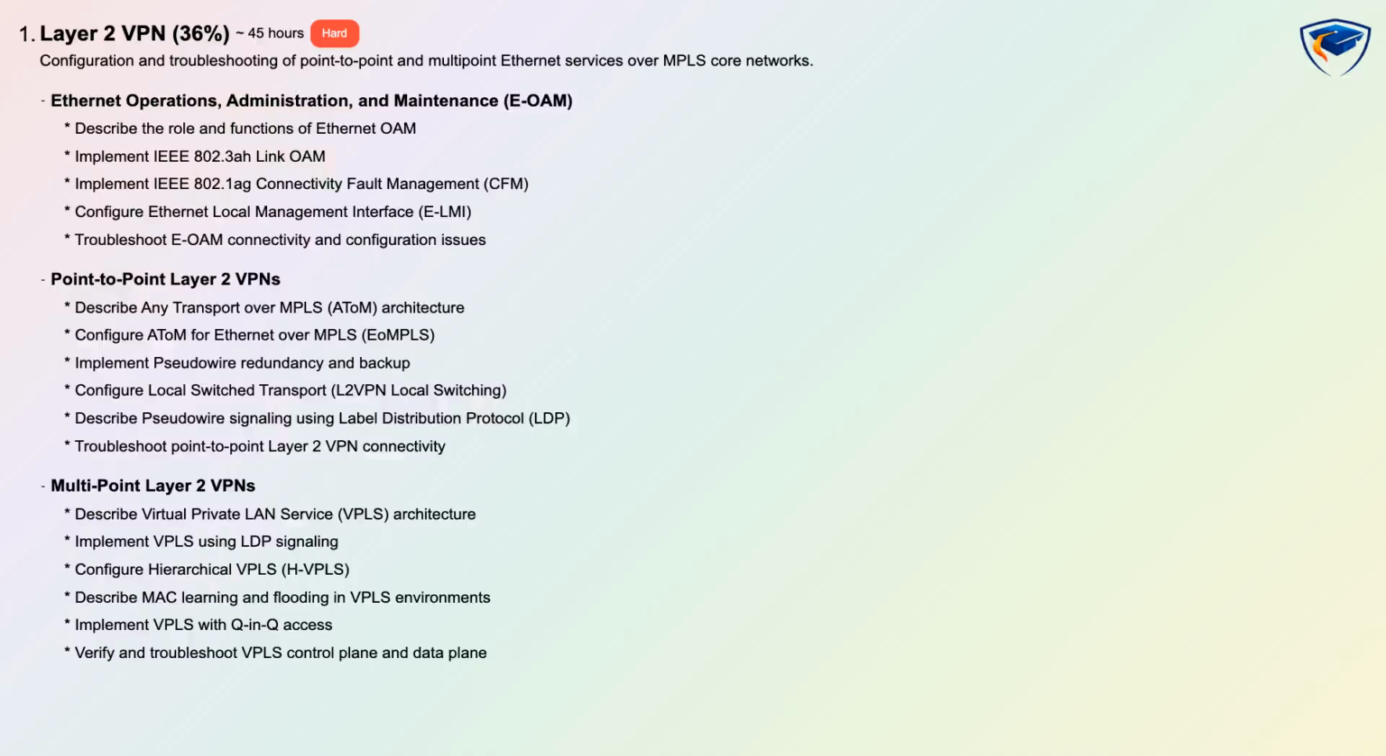You'll need to understand Ethernet Operations, Administration, and Maintenance, or OAM, including describing its role and functions, implementing IEEE 802.3 link OAM, and configuring Ethernet Local Management Interface, or ELMI.